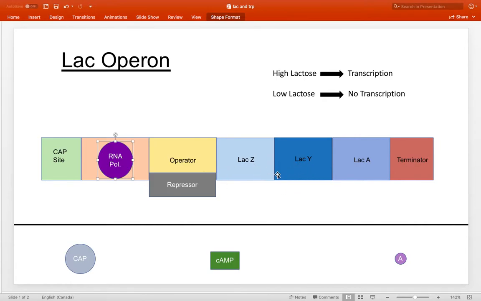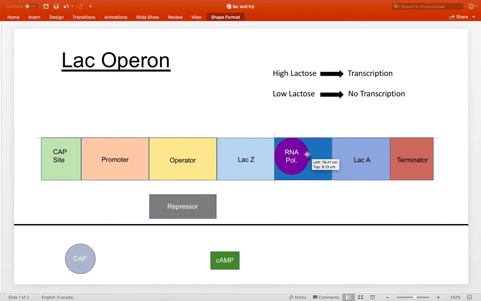However, in a high lactose environment, the cell is going to want transcription. This is because there's allolactose, this little guy right here, in the environment lying around, which binds to the repressor, which moves the repressor molecule off of the operator. Therefore, the RNA polymerase is able to move along the DNA sequence and code for lac-Z, lac-Y, and lac-A.